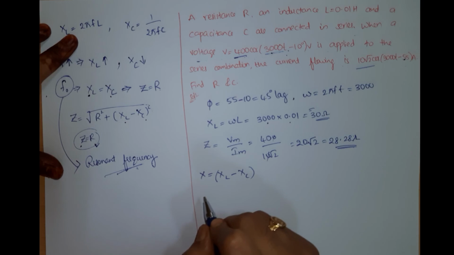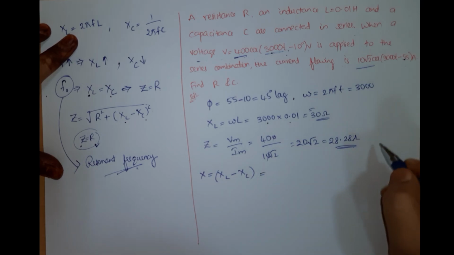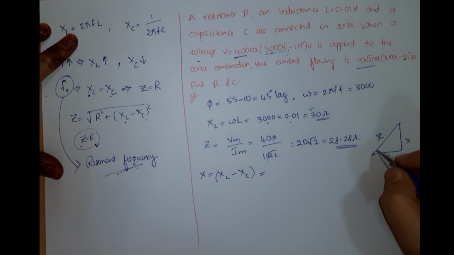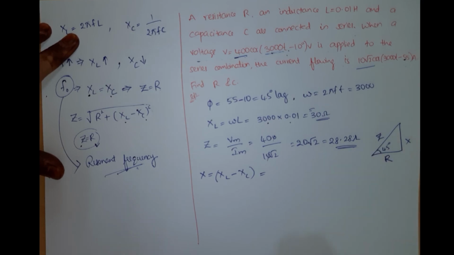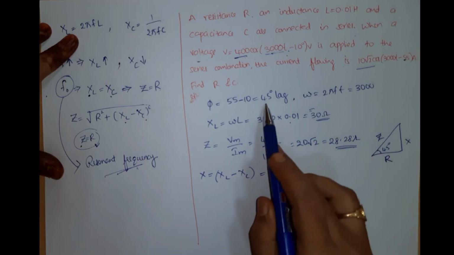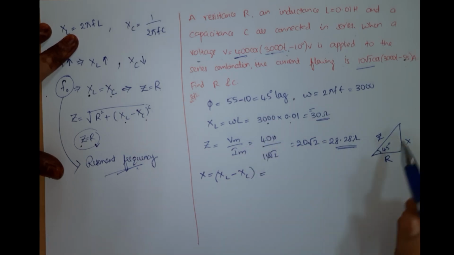Now to find out the value of reactance X, which is nothing but the difference of XL and XC, we use the impedance triangle. See, this is the impedance triangle where this is our R, this is our X, and this is our Z. The angle is 45 degrees, the phase angle between the voltage and current, which we have obtained. So from this impedance triangle, this is our X.